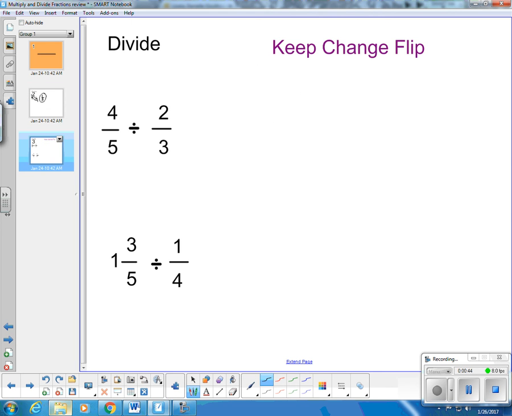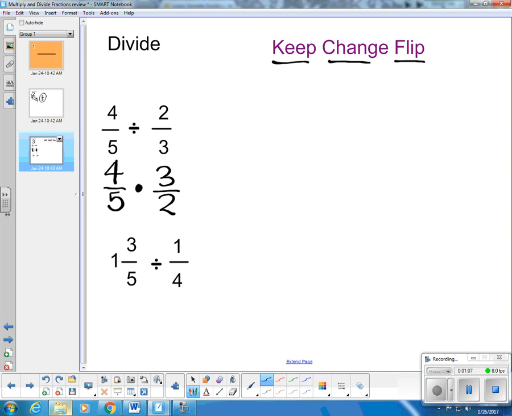Let's try some dividing fractions problems. The first one is going to be 4/5 divided by 2/3. The steps you should think of when you see dividing fractions are keep, change, flip. So we're going to rewrite it, but we're going to keep the first fraction the same. We're going to change division to multiplication, and we're going to flip the second fraction to its reciprocal, 3/2.